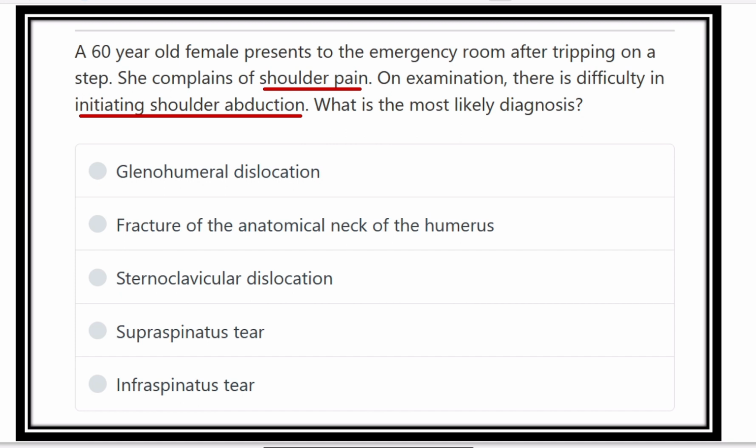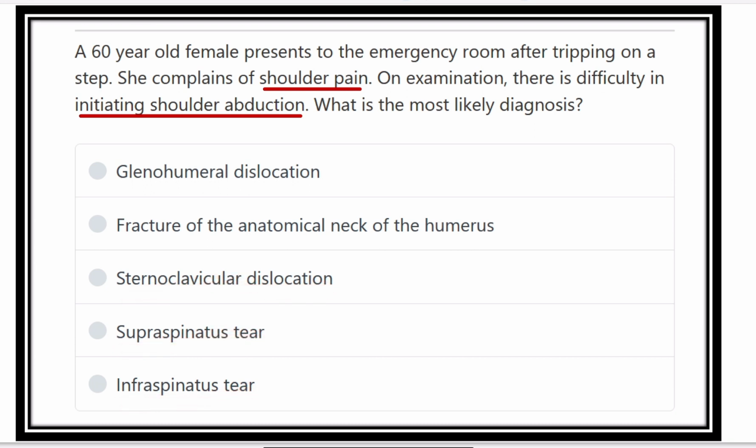Shoulder abduction is divided into three parts. First of all, 0 to 15 degrees is done by the supraspinatus muscle. Let's see that later. First, let's see the answer options. Here the options are glenohumeral dislocation, fracture of the anatomical neck of the humerus, sternoclavicular dislocation, supraspinatus tear, and infraspinatus tear. So what may be the answer?